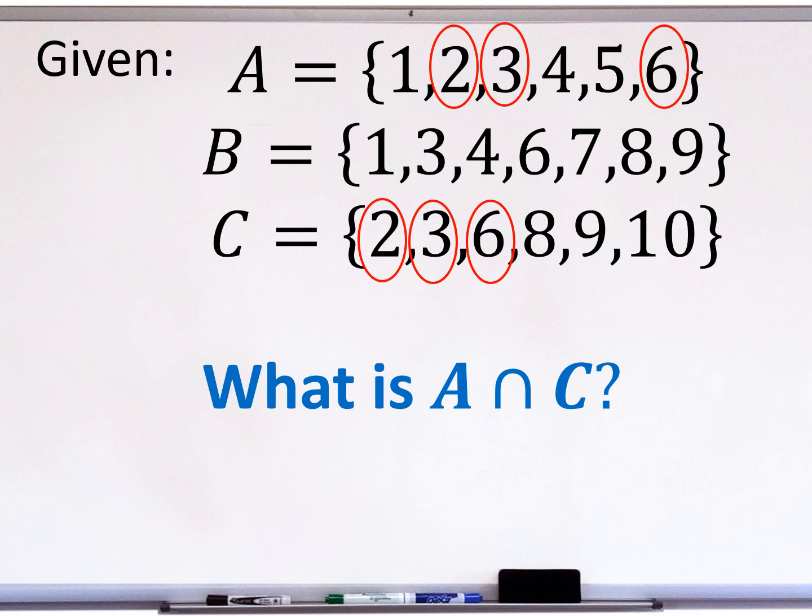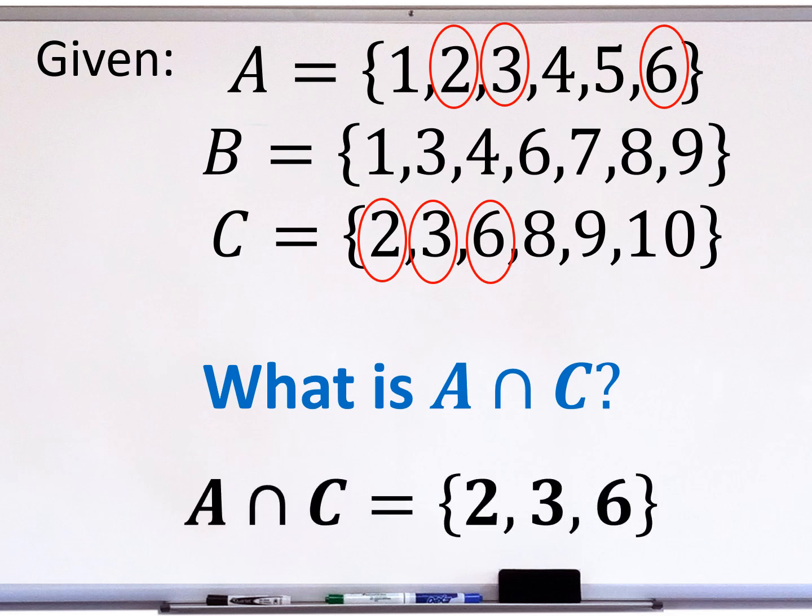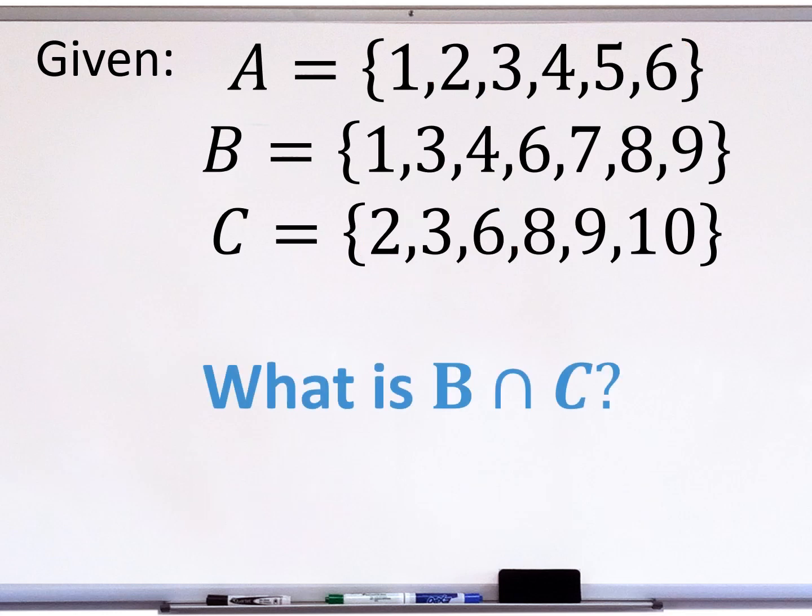Since we are talking about the upside down U, or intersection, we only look at the elements that are the same in both. These are the numbers 2, 3, and 6. Therefore, the intersection between A and C are the numbers 2, 3, and 6. Make sure that you write your answer in roster notation. You are given another problem. What is the intersection of B and C?